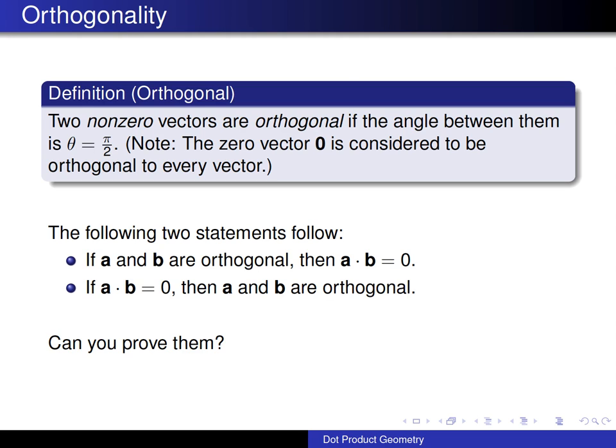Now it follows just from this definition and from the work we did before that these two statements are true. If the two vectors A and B are orthogonal, then their dot product is 0. And taking that if-then statement and just turning it around, taking the then part and making it the if part, and the if part the then part, it says if the dot product is 0, then A and B are orthogonal.